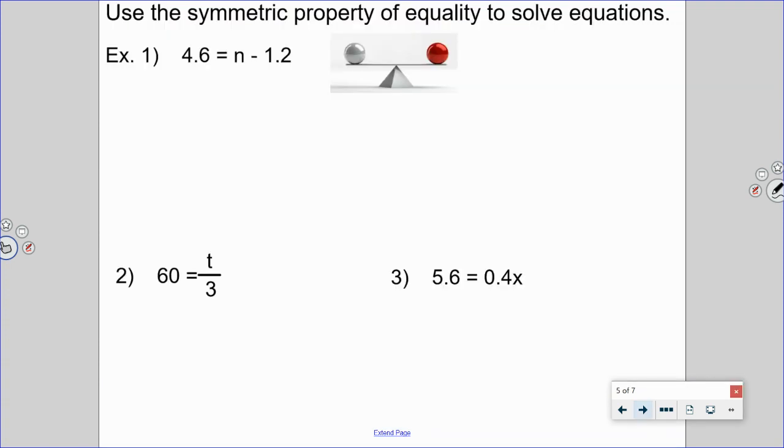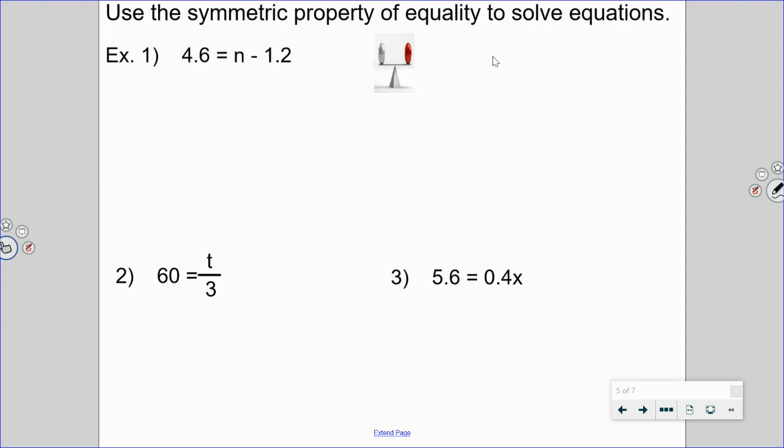But for now, let's get into using the symmetric property of equality. I've had students in the past say, Mr. Cowan, I would really like that n on the left side. Can I simply turn around the equation? And the short answer is yes. The long answer is yes, but you need to be careful.